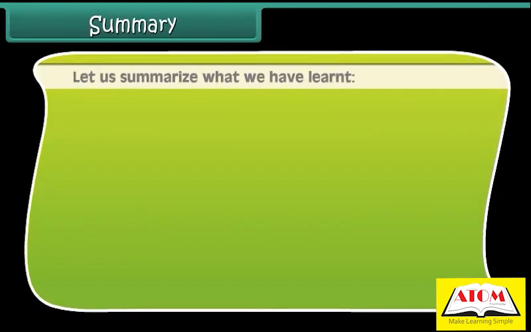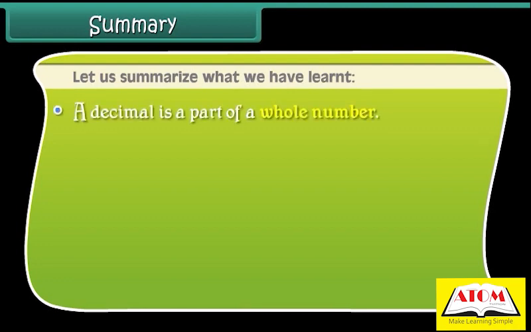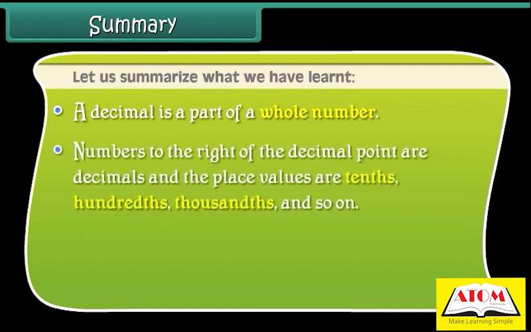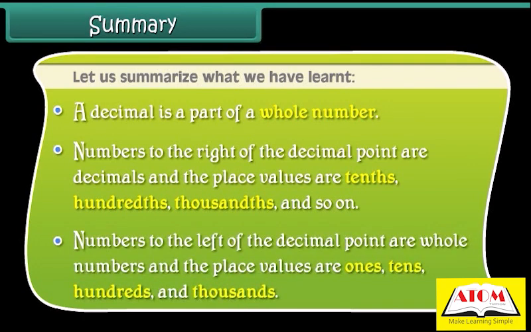Summary. Let us summarize what we have learned. A decimal is a part of a whole number. Numbers to the right of the decimal point are decimals, and the place values are tenths, hundredths, thousandths, and so on. Numbers to the left of the decimal point are whole numbers, and the place values are ones, tens, hundreds, and thousands.